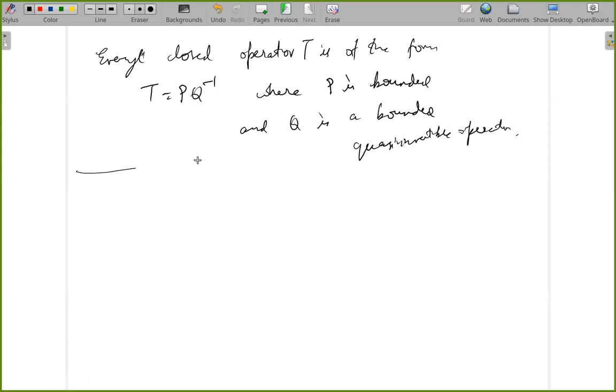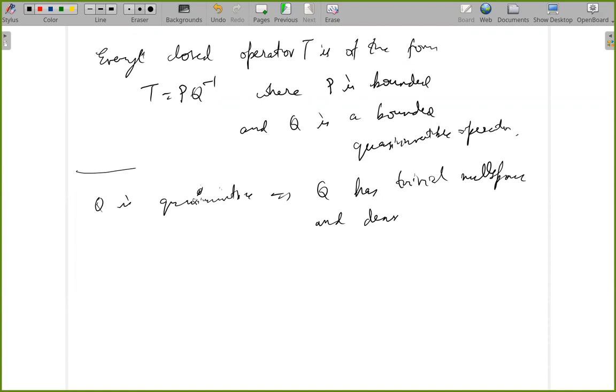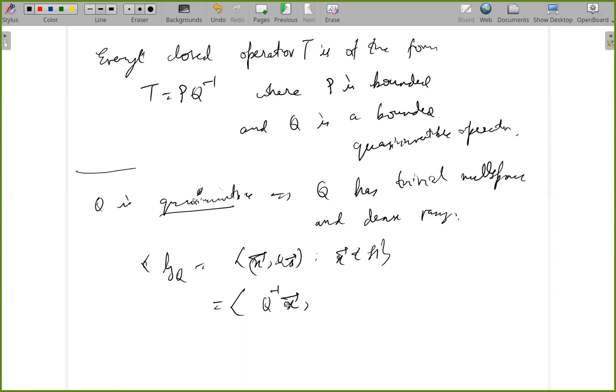So what is a quasi-invertible operator? A bounded operator Q is said to be quasi-invertible if it has a trivial null space, so it is a one-to-one map, and it has dense range. And we know that if I look at such a quasi-invertible operator, and look at the graph of Q, what is it? It's (x, Qx), where x belongs to all of H. It's just a bounded operator. Now, if I restrict my attention to the range of Q, then maybe I should call it a different thing.